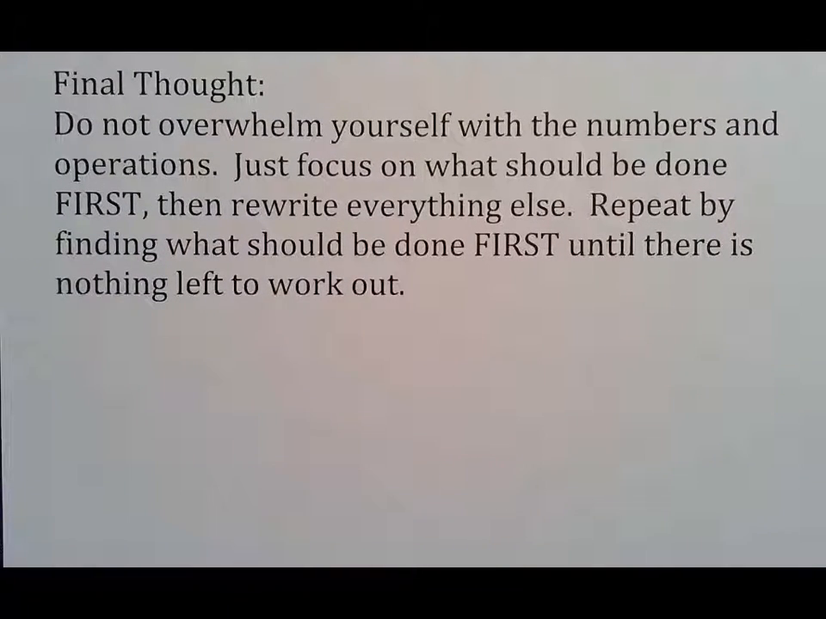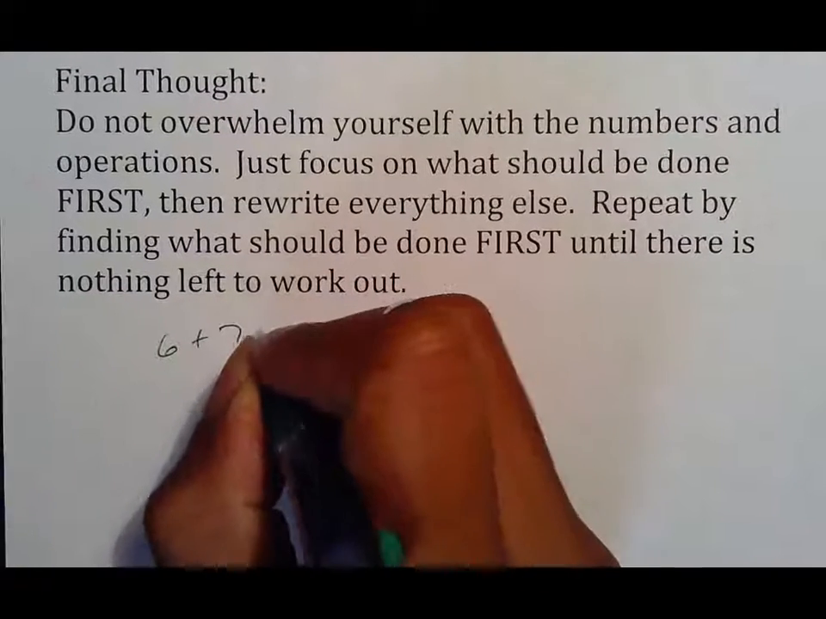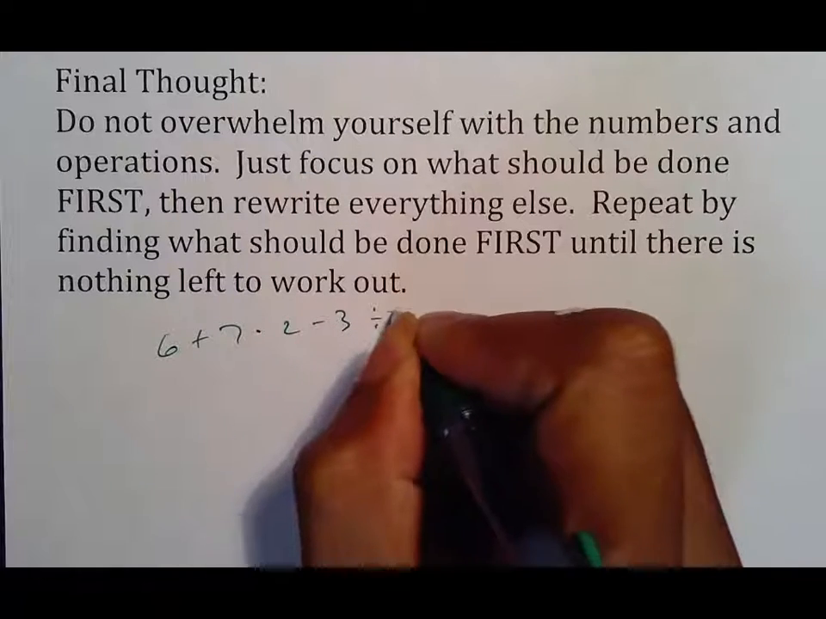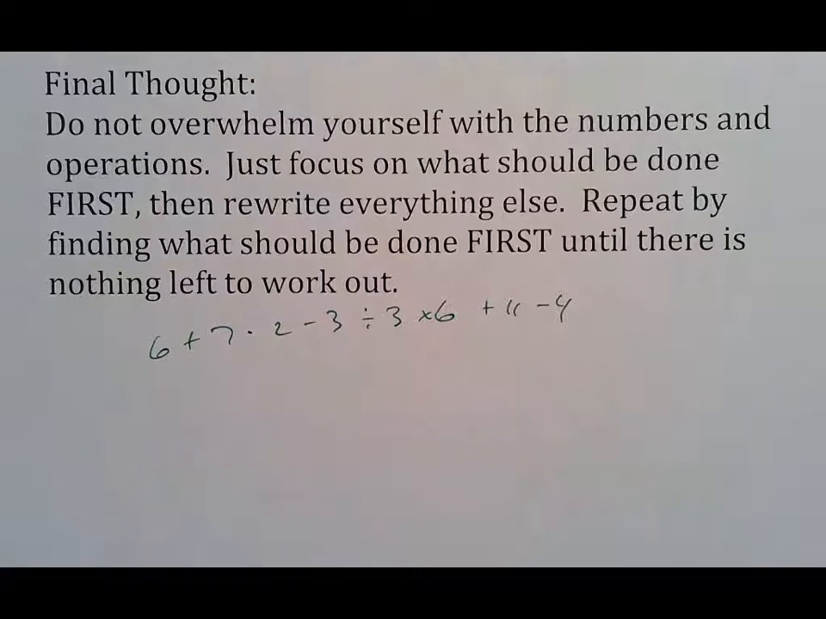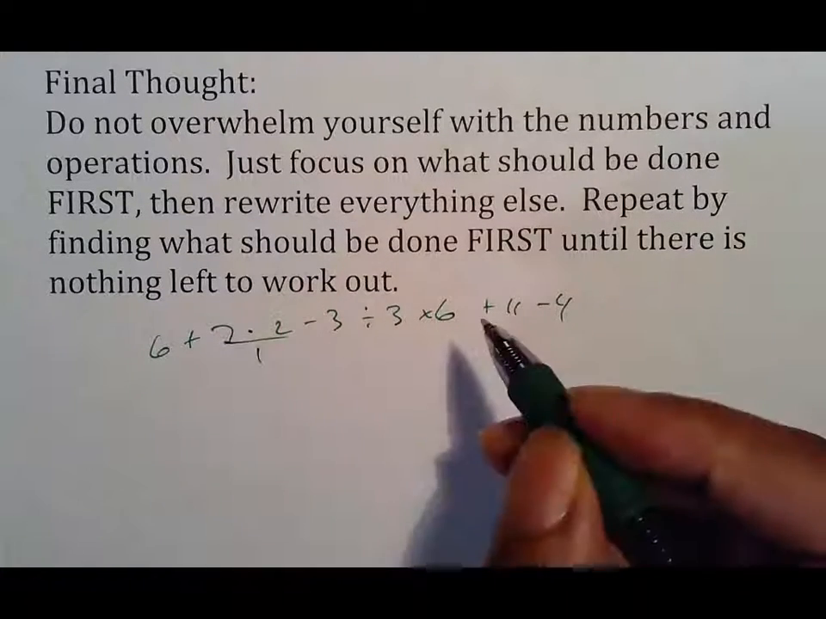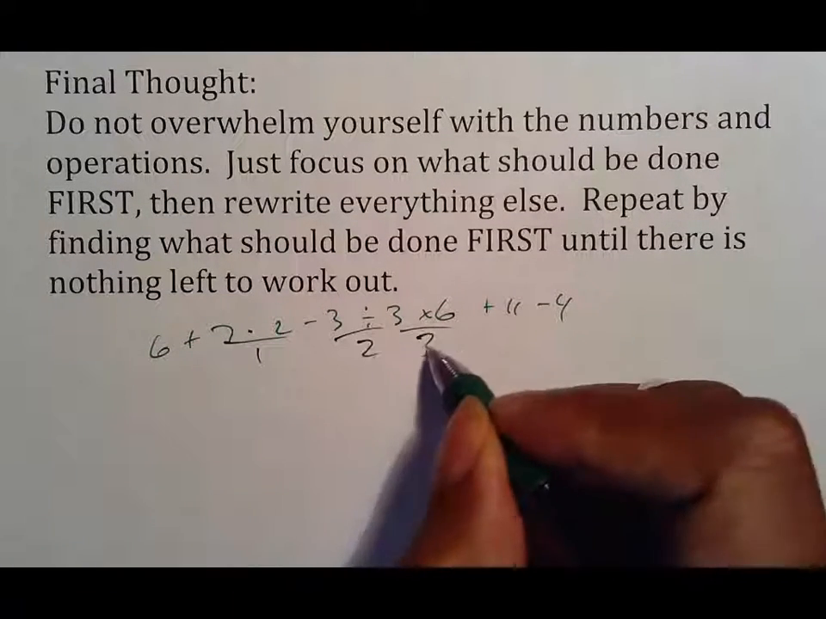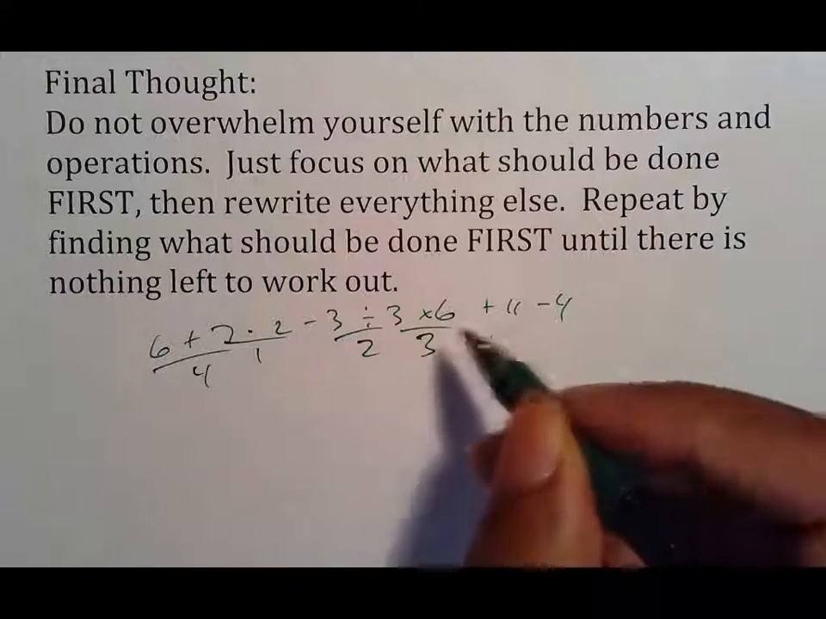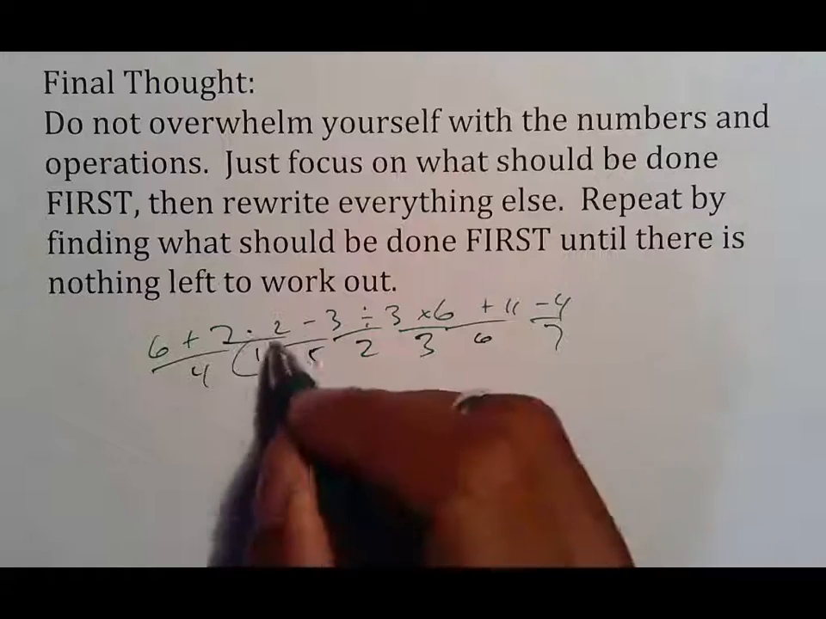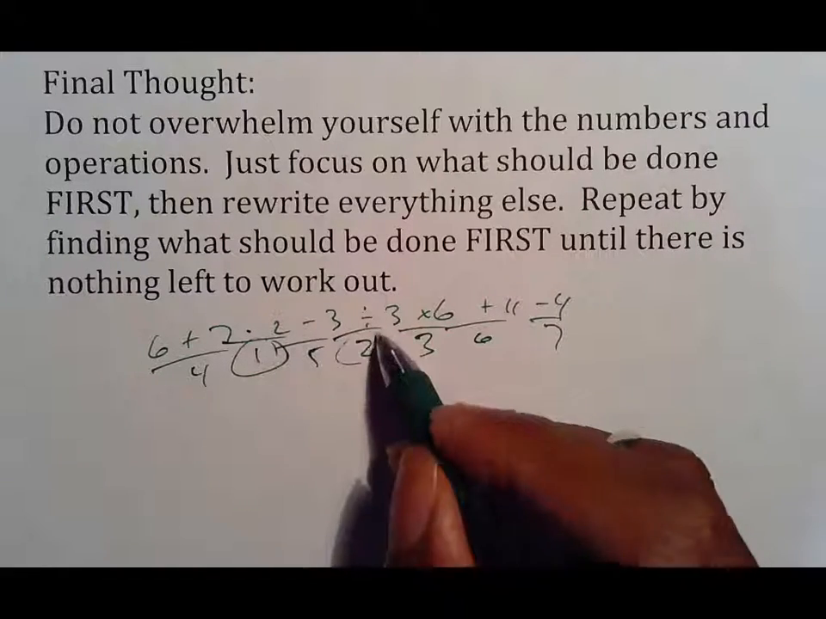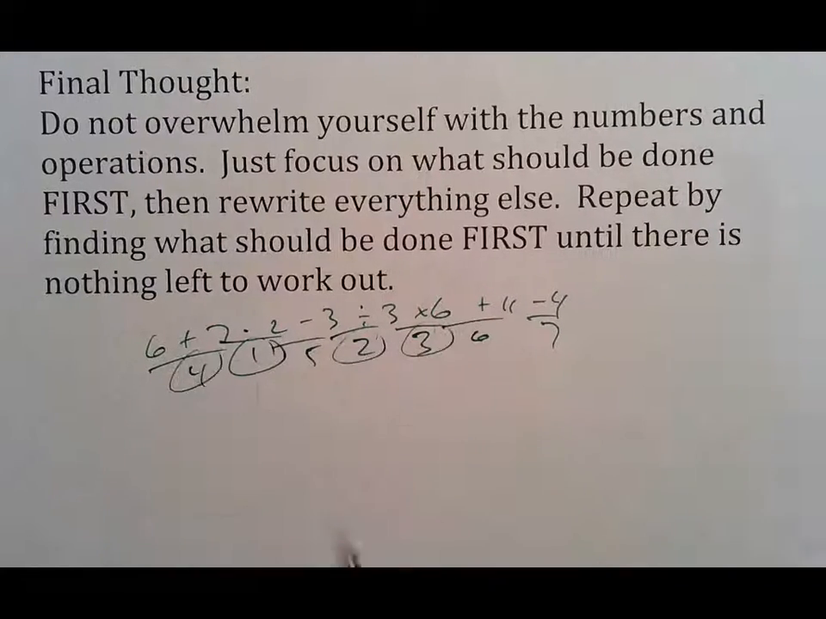Do not overwhelm yourself with numbers and operations. Again, just focus on what's done first. The key thing that happens when people see a question like this is they try to think about the answer. It's not about the answer. It's about that's first, this is second, this is third, that's fourth, fifth, sixth, and seventh. So do that first. Focus only on that, then do that, and focus, focus, focus. It's where your attention is that everything is, and everything else is good.